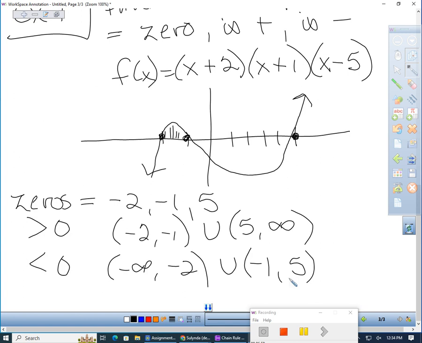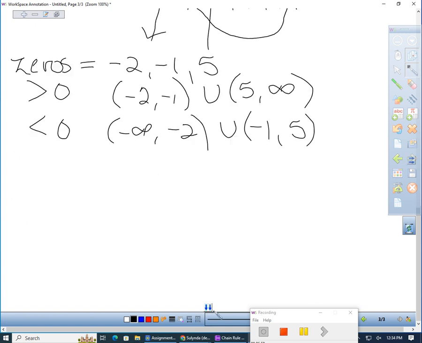All of them are already factored for you. A couple of them might have a multiplicity of 2. Do we want to talk about one that's got that on there? It bounces, but you have to make sure that you stop there. Yeah, let's do one. Let's do example number 2.